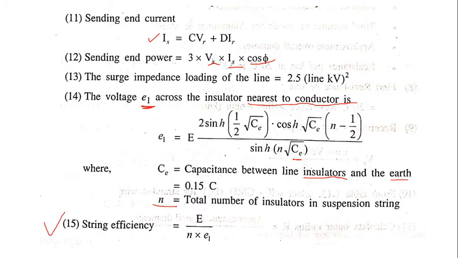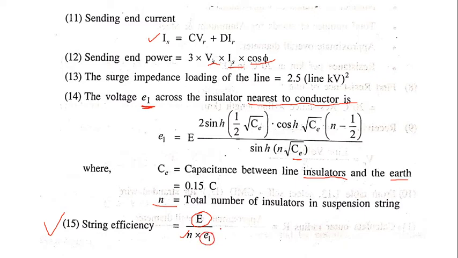And for finding the string efficiency, we have the equation E divided by N into E1, where E is the total voltage across the suspension type insulator string, N is the total number of discs attached to the suspension type insulator string, and E1 is the voltage at the disc nearest to the conductor.